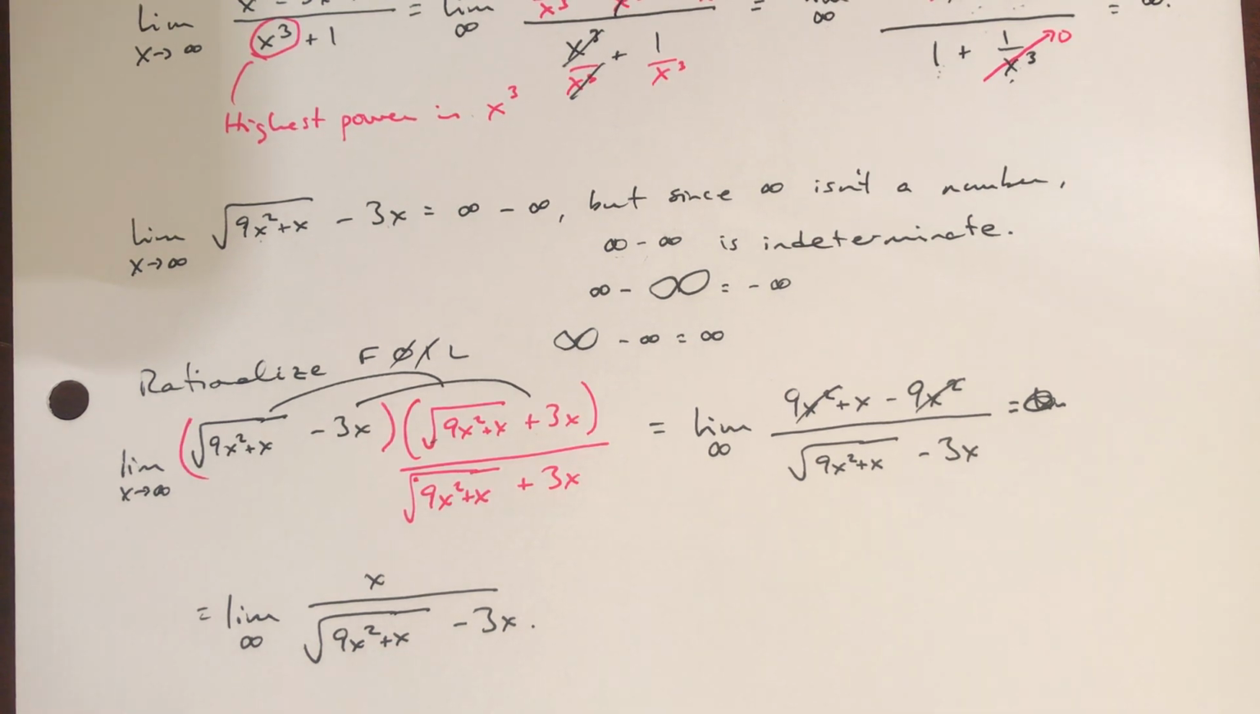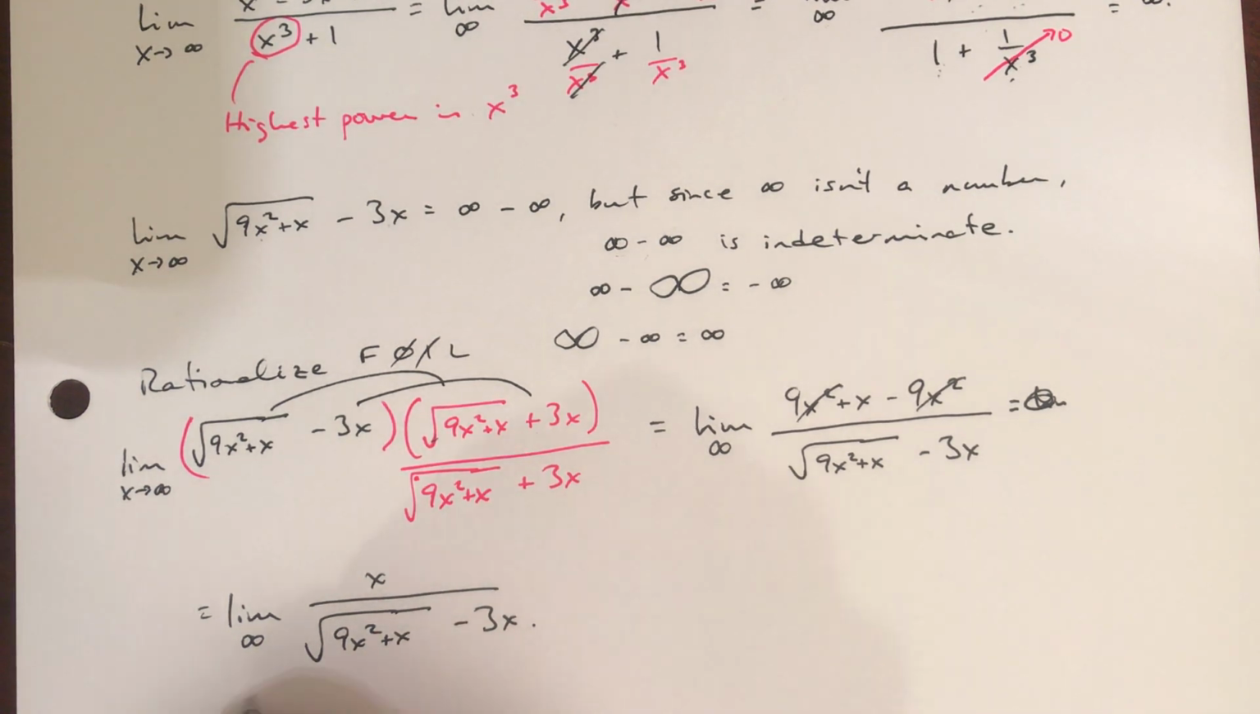Now, what is the highest power of x in the denominator? Well, I have an x to the first here. If we ignore this term, because we're just looking at exponents, we have this square root of 9x squared, which is also kind of like a first power. So our highest power of x is x just to the first.